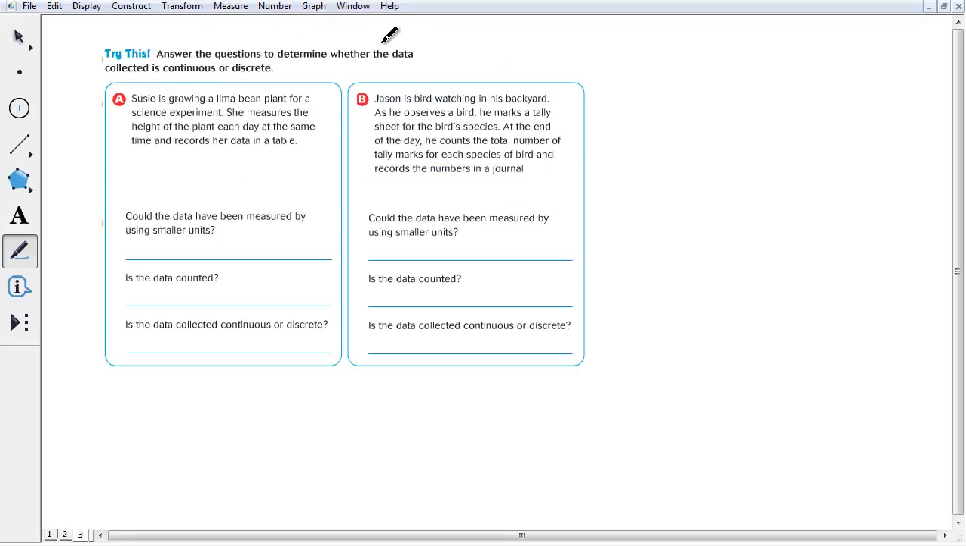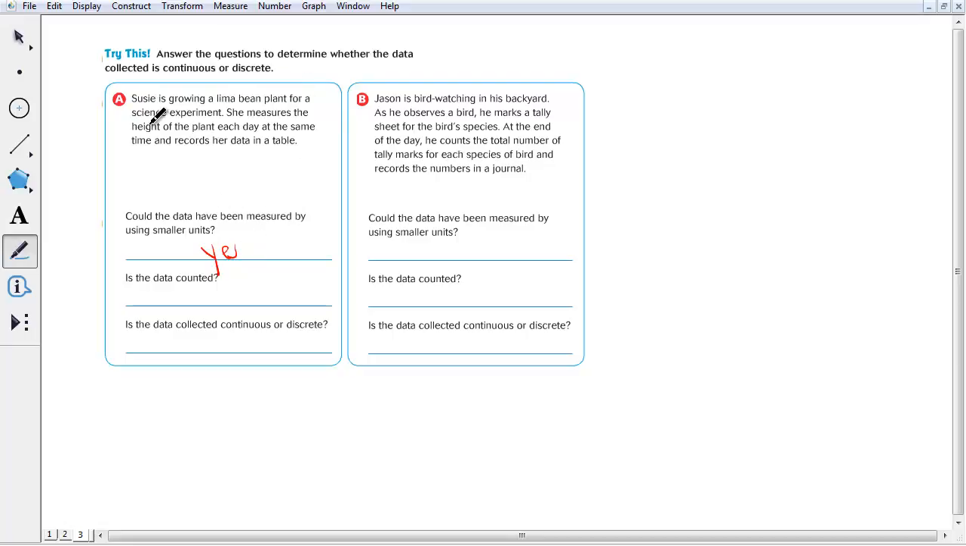Answer the questions to determine whether the data collected is continuous or discrete. Susie is growing a lima bean plant for a science experiment. She measures the height of the plant each day at the same time and records her data in the table. Could the data have been measured by using smaller units? Well, instead of measuring the height in inches, maybe she could measure it in half inches. Or maybe she's measuring the height in centimeters and she could measure it in millimeters. So yes, the data could be measured using smaller units.